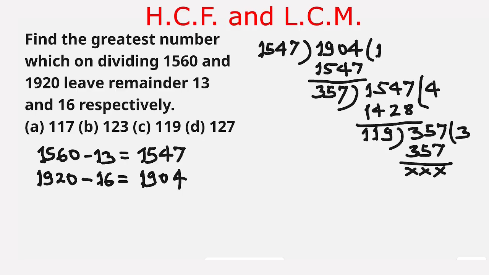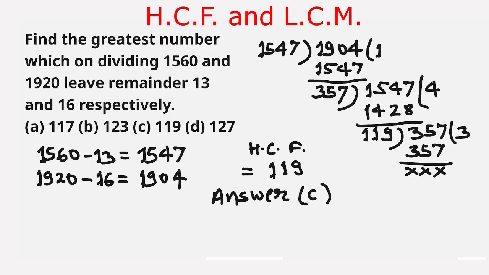The last divisor is 119, and that is the H.C.F of 1547 and 1904. And from the given options, our answer is option C, 119, and 119 is that number which divides 1560 and 1920, leaving remainders 13 and 16 respectively. I hope you have understood the method of solving such type of questions. We go to the next question.